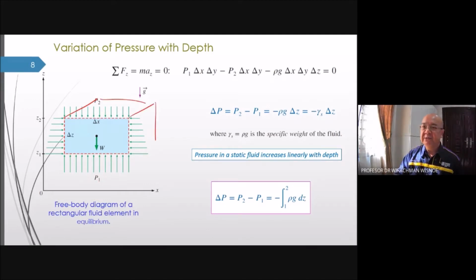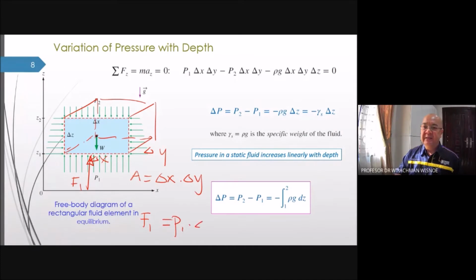Imagine this is a box. This is delta Y. This is delta X. So the area here is delta X times delta Y. The resultant force is F1. F1 is P1 times delta X times delta Y, directed upward, positive. On the upper side, P2 here, F2. F2 is P2 times delta X, delta Y, directed downward, negative.